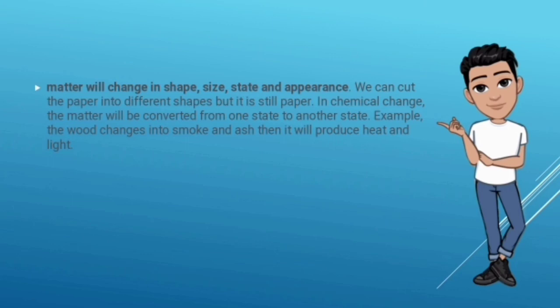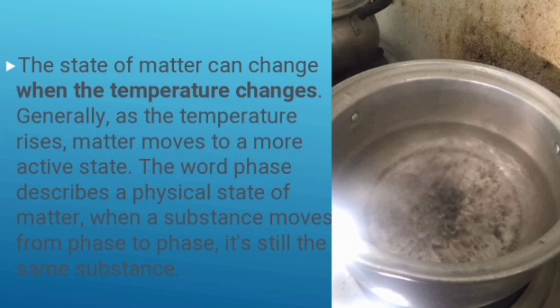Matter will change in shape, size, state, and appearance. We can cut the paper into different shapes, but it's still paper. In chemical change, the matter will be converted from one state to another. So for example, the wood changes into smoke and ash, then it will produce heat and light. The state of matter can change when the temperature changes. Generally, as the temperature rises, matter moves to a more active state. The word phase describes a physical state of matter. When a substance moves from phase to phase, it's still the same substance.